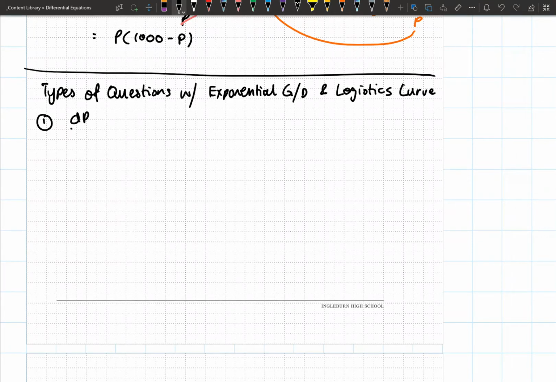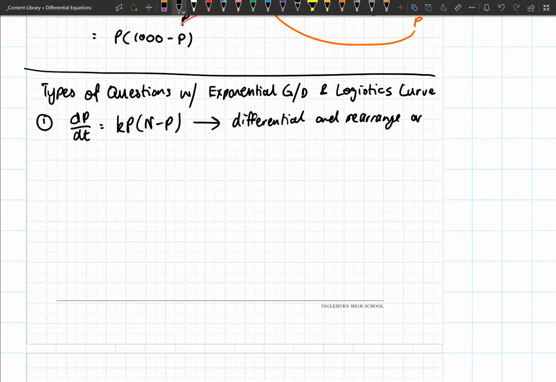Okay, the types of questions you're going to get. Firstly, there are questions where you want to show dP/dt = kP(N − P), or some variant of this. Hang on, let me get this right. I don't think it's right. It's the other way around. Might be kP(N − P)... Actually, kP(N − P) is fine. And what we have to do here is differentiate and rearrange the original equation. This was the first example we did at the end of last lesson: we differentiated, and then rearranged the original equation so that we could sub it back in and get it in this form.